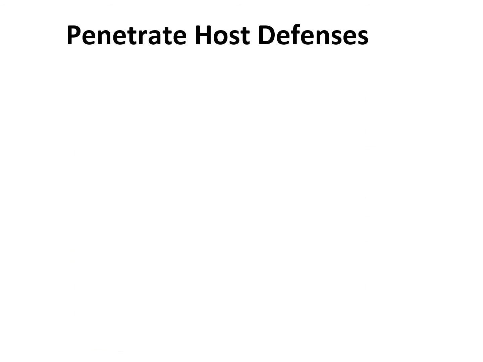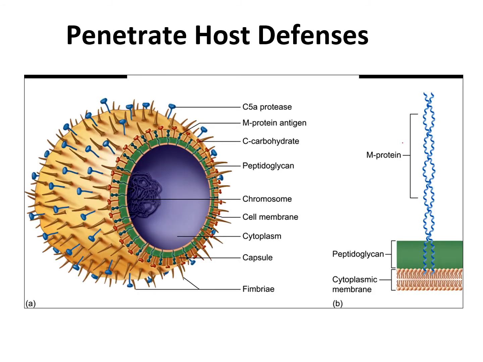Other structures that can help bacteria avoid your initial defenses can be found in the cell walls. In certain bacteria, they may have M proteins. M proteins are a type of protein that is associated with the cell wall, so it is associated with that peptidoglycan. And M proteins are protective in a couple of different ways. They can help the bacterium avoid being phagocytosed.